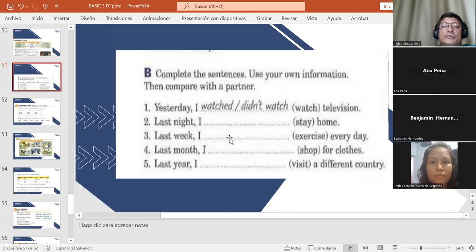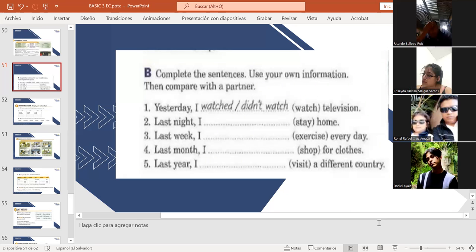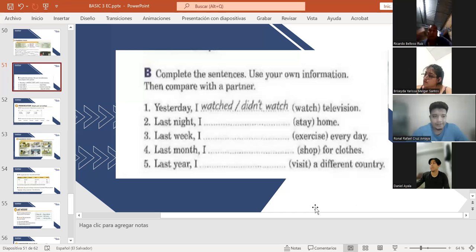Next, number two. Okay, last night I stayed home. Yeah, I stayed. Esa D suena como D. Yeah, okay. Good, very good.